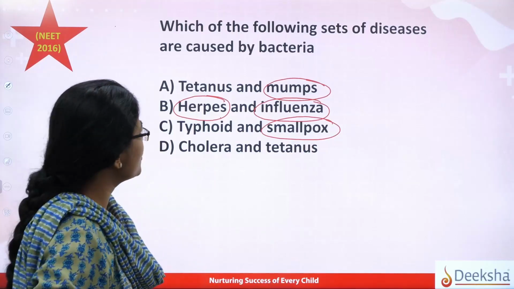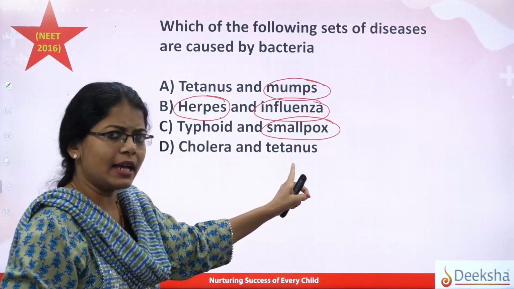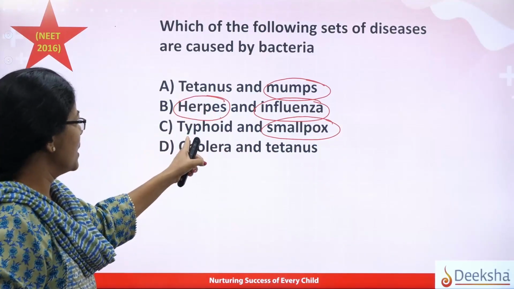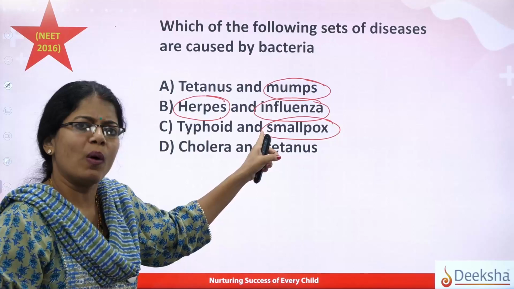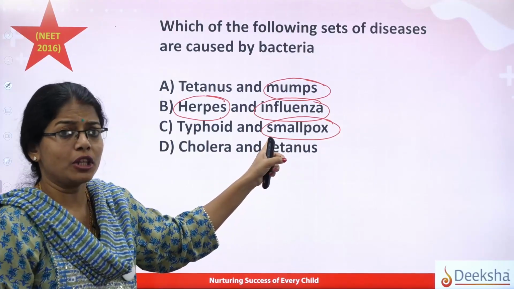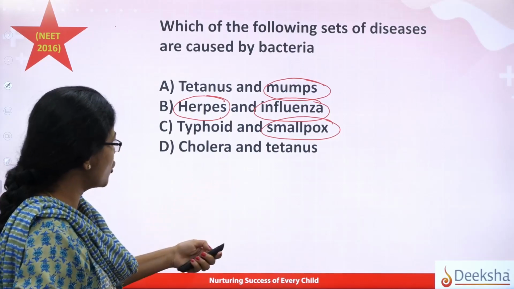Now which are the ones which are left out? Tetanus, typhoid, cholera and tetanus, right? So if you see in the above 3 cases, the bacterial diseases are clubbed with the viral diseases. So of course they are not the right answers. And now let us see, the right answer is going to be the last option left out.